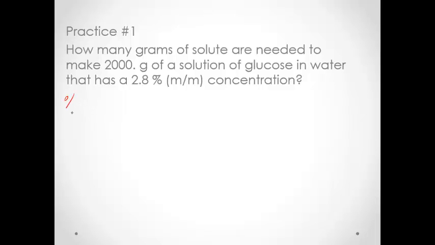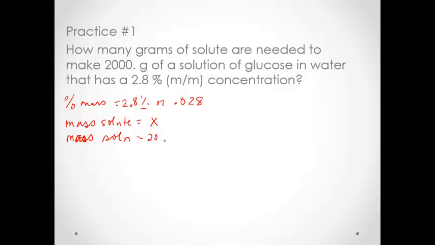We have a percent mass of 2.8%, or we could convert that to 0.028 just to get rid of the percent. The mass of our solute, which in this case is glucose, is our unknown, but we know that the mass of our solution is 2,000. grams, with a period at the end. So we have 4 significant digits there.